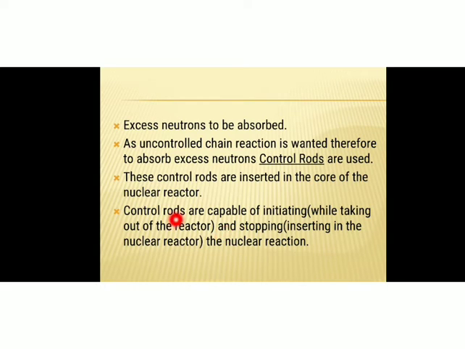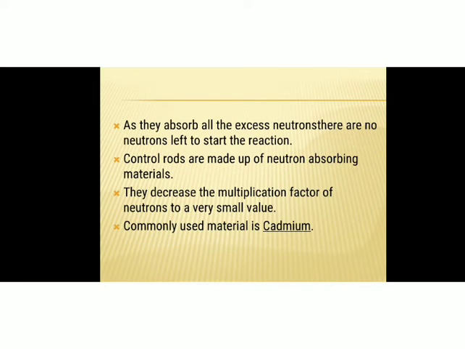Whenever the control rods are removed or taken out of the reactor, it will initiate the reaction, and whenever the control rods are inserted in the nuclear reactor, the nuclear reaction is stopped. As they absorb all the excess neutrons, there are no neutrons left to start the reaction. Control rods are made up of neutron absorbing materials. They decrease the multiplication factor of neutrons to a very small value. Thus the chain reaction is controlled.